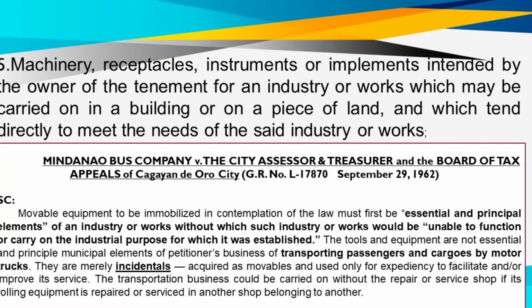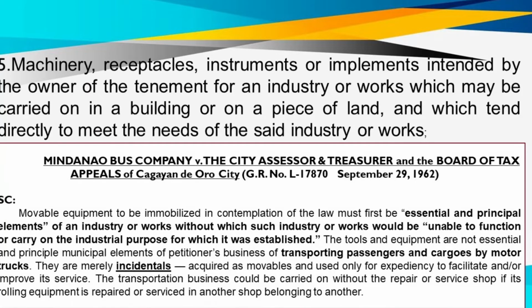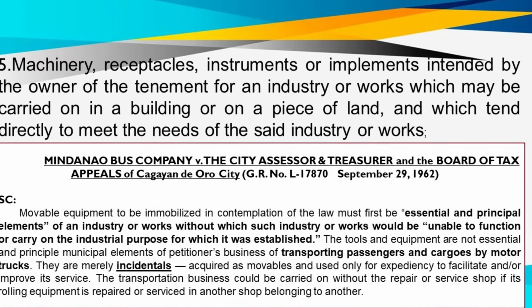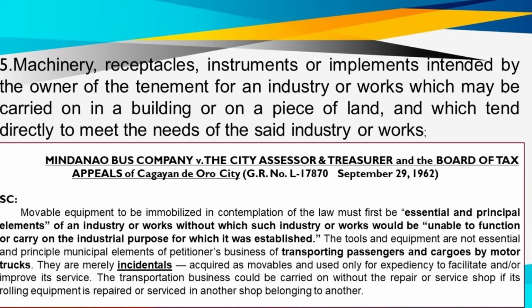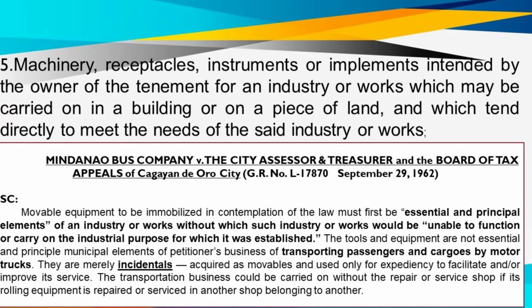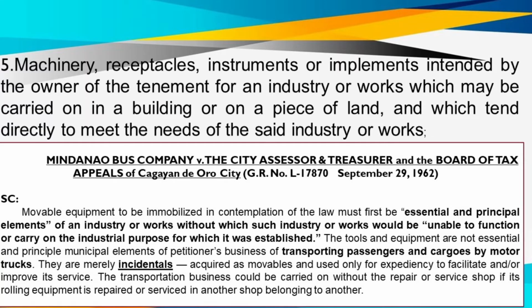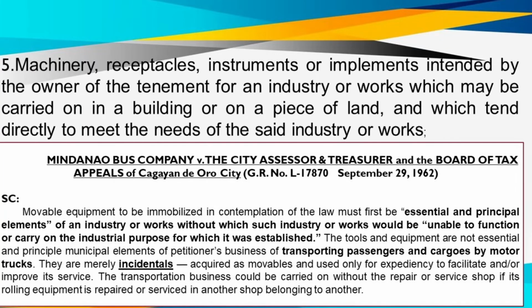The tools and equipment are not essential and principal elements of petitioner's business of transporting passengers and cargoes by motor trucks. They are merely incidentals, acquired as movables and used only for expediency to facilitate and/or improve its service. The transportation business could be carried on without the repair or service shop if its rolling equipment is repaired or serviced in another shop belonging to another.